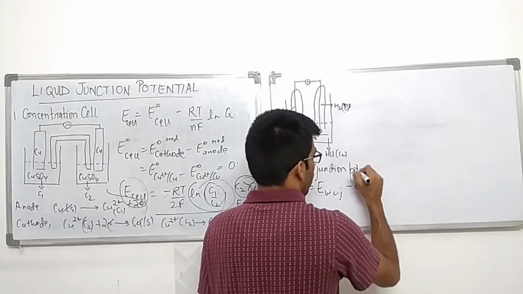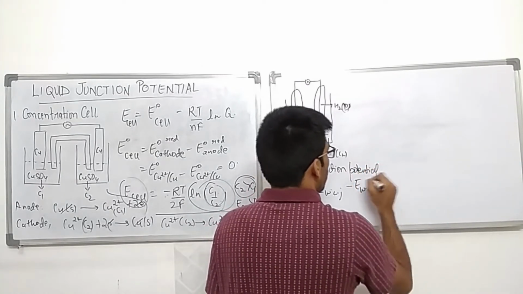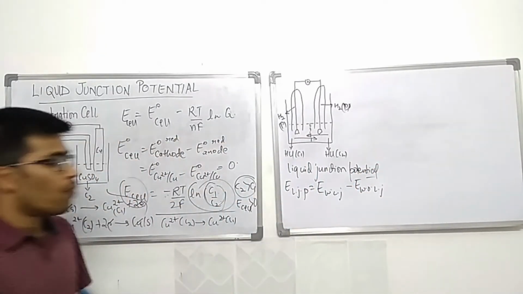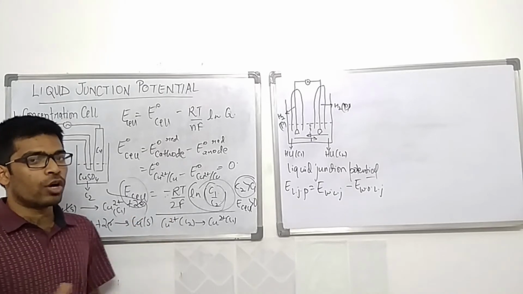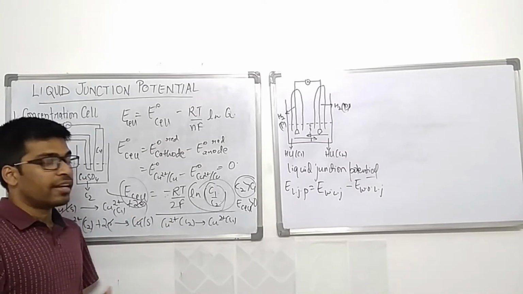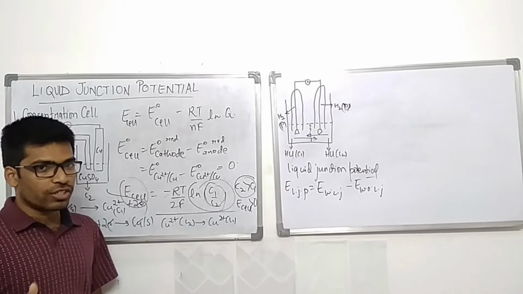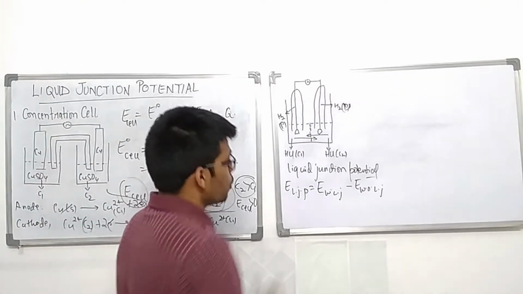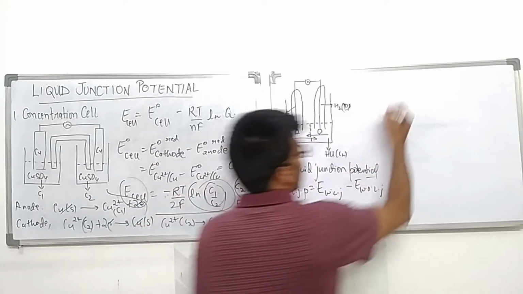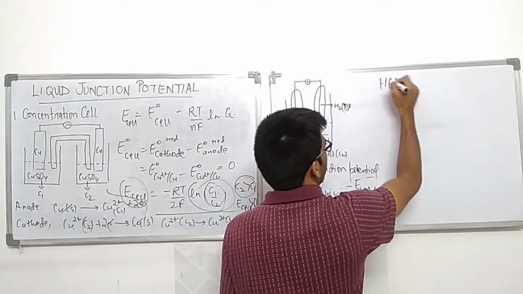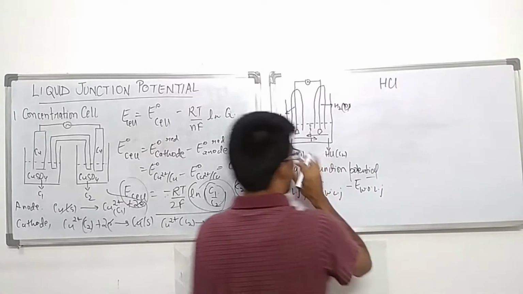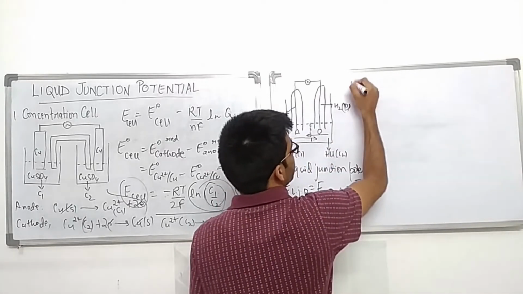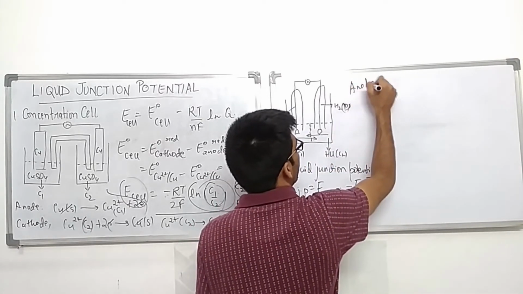Okay. Now we'll move on to derive the formula for liquid junction potential, and then we move on to the questions which have come in NET. Two or three questions are there. One of them has come in December 2019. Okay, so starting with this cell itself, I have HCl. Okay, so let us say I am first taking the anode half cell.